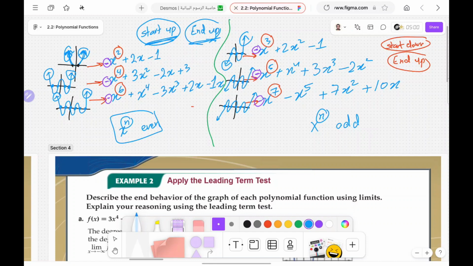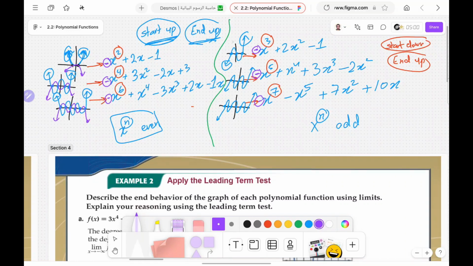What's happened to the graph? The graph never changed, but we will reflect it over the x-axis. So if this one is upward, it will be downward. If this graph starts up and ends up, now it will start down and end down. Same thing here, it will start down and then end down. So this is when a is negative.